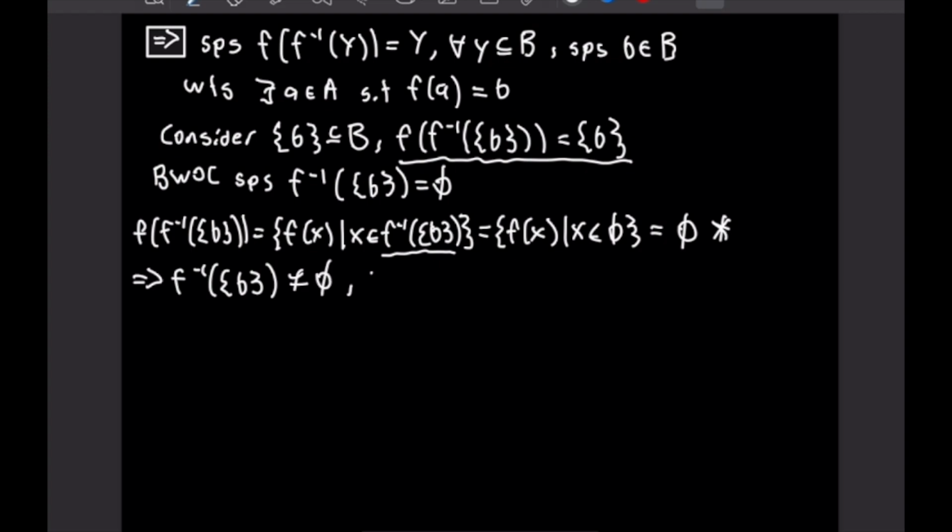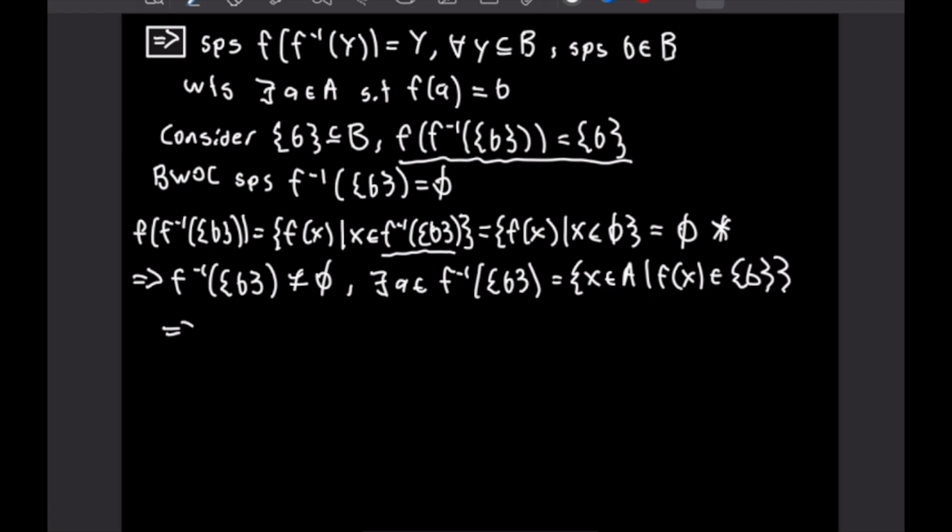And if it's non-empty, then that means that there exists an a which is in the pre-image of our singleton {b}, which is defined in the following way. We have x in A such that f of x is in our singleton {b}. But just breaking that down by definition, that will give us that f of a is equal to b. But since we started with an arbitrary element from our codomain and showed that we could map an element from our domain to it, we have completed our proof of surjectivity here.